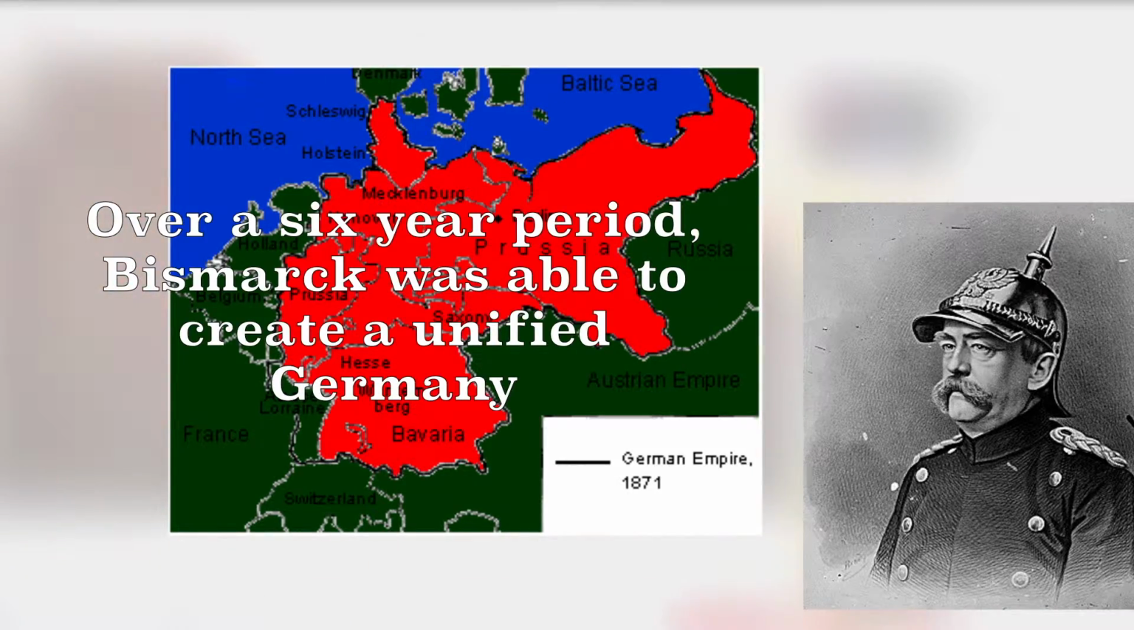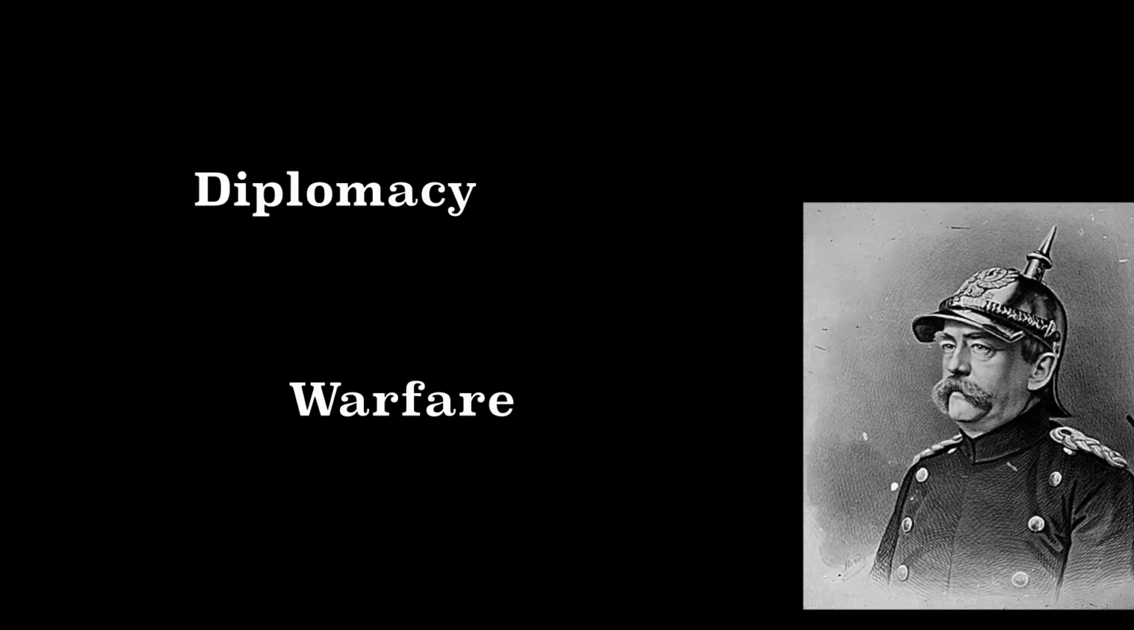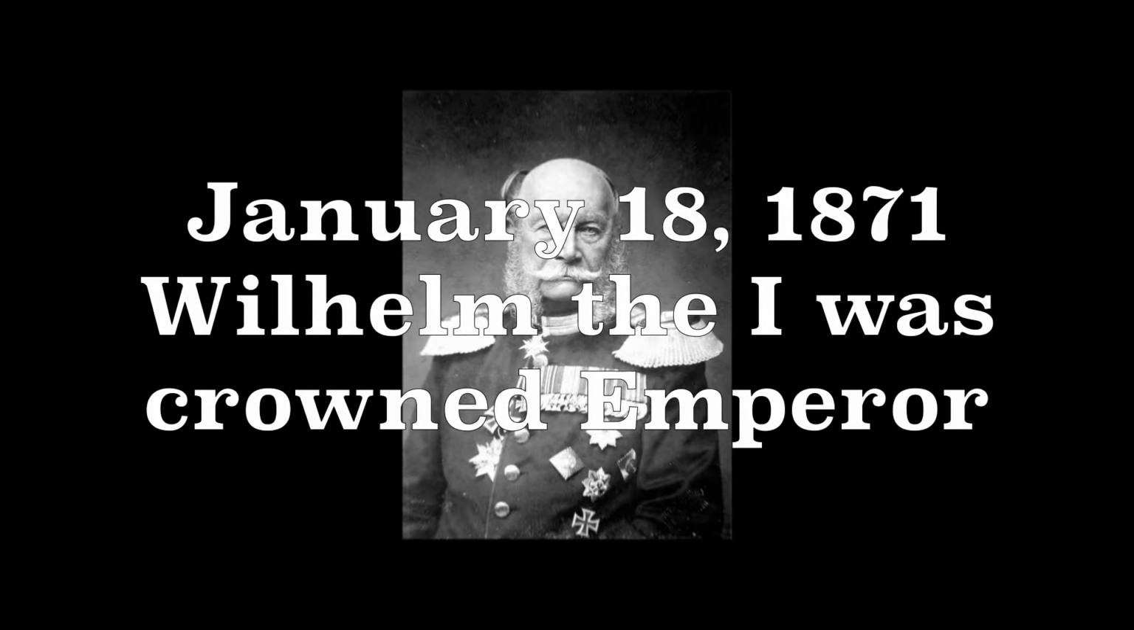Over a 6-year period, Bismarck was able to create a united Germany. He made skillful use of diplomacy and warfare to accomplish this task. Germany was unified in 1871. On January 18, 1871, Wilhelm I was crowned emperor at the Palace of Versailles.